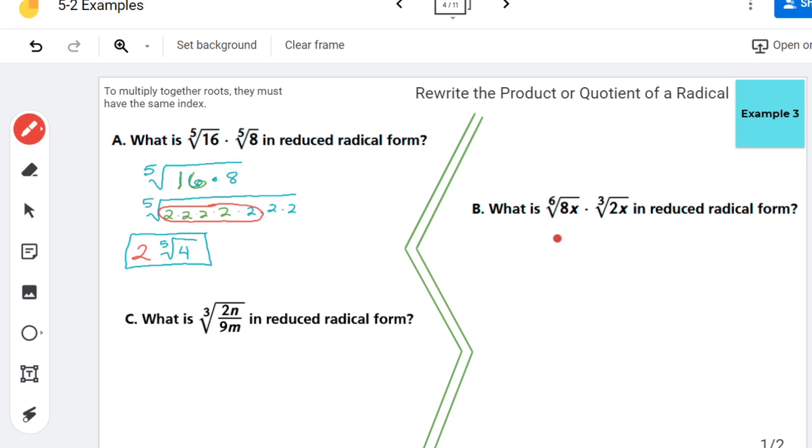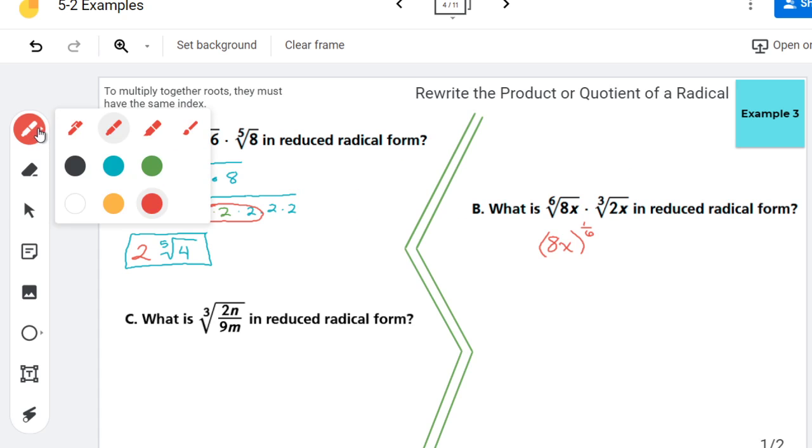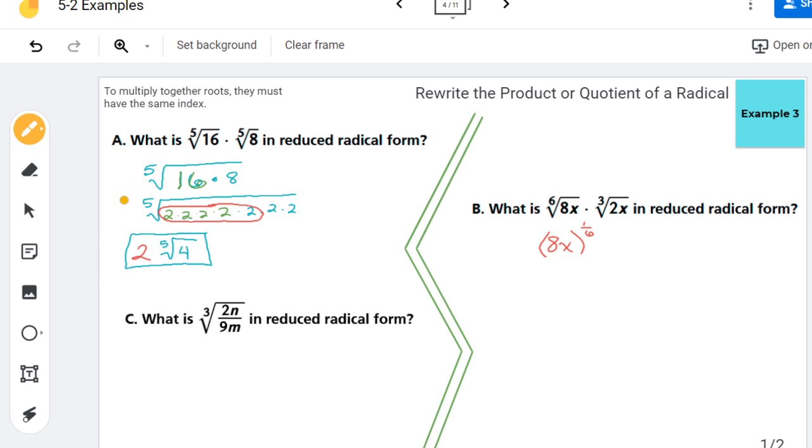So this 8x is underneath a 6th root, so I'm going to put it to the 1/6. Now don't forget, you better put those parentheses, because if you don't, then only the x is to the 1/6 and your 8 isn't. So make sure to use parentheses when you put it in exponential form. And then I'm going to do the same thing with the other one. I'm going to try to keep them separate in color to help out. So that 2x is to the 1/3.